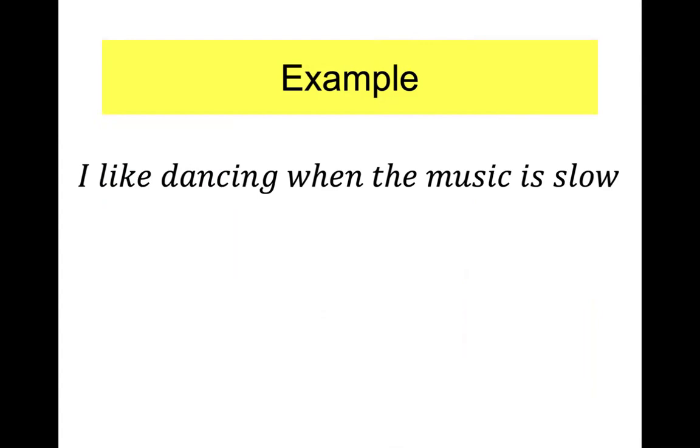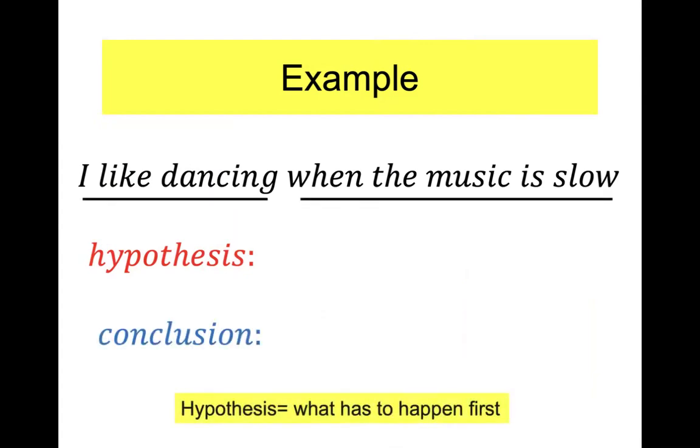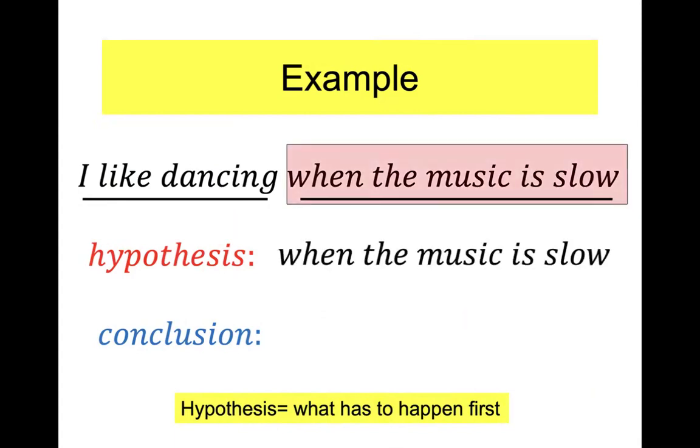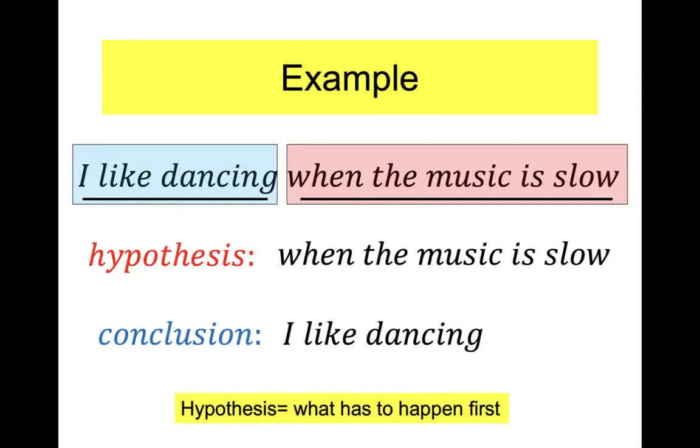Do you have to like to dance first, or does the music have to be slow? If we think about this as a timeline, the music has to be slow in order for you to start dancing, right? So what has to happen first? The music has to be slow. So that's actually the if part. If we were to write this as an if-then statement: if the music is slow, then I like to dance. So that's an example where both the if and the then are missing and the conclusion happens before the hypothesis. So that was number three.